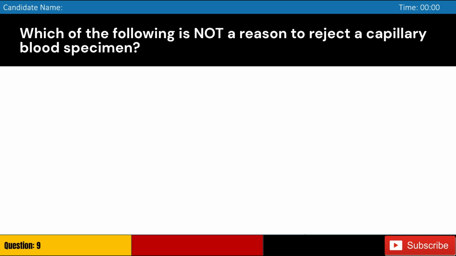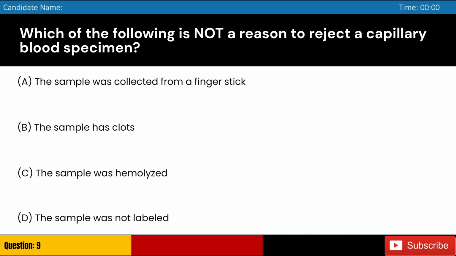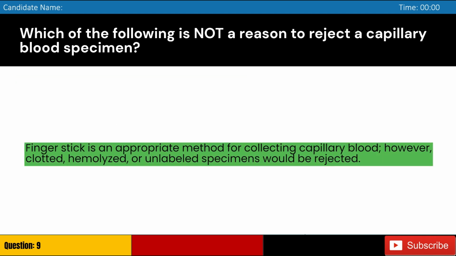Which of the following is not a reason to reject a capillary blood specimen? A. The sample was collected from a finger stick. B. The sample has clots. C. The sample was hemolyzed. D. The sample was not labeled. Answer: A. Fingerstick is an appropriate method for collecting capillary blood, however, clotted, hemolyzed, or unlabeled specimens would be rejected.